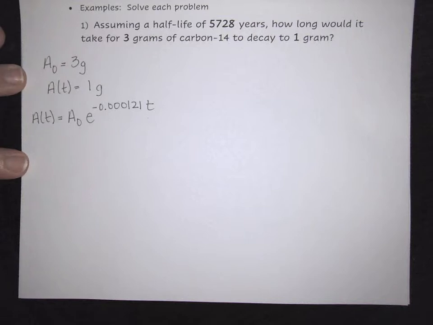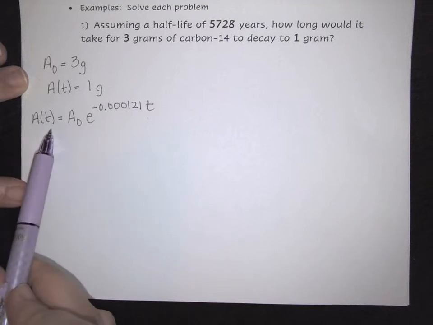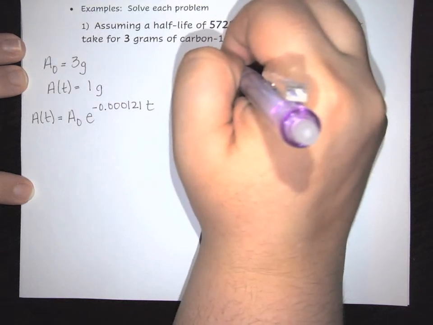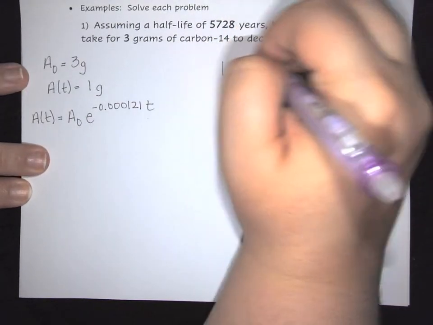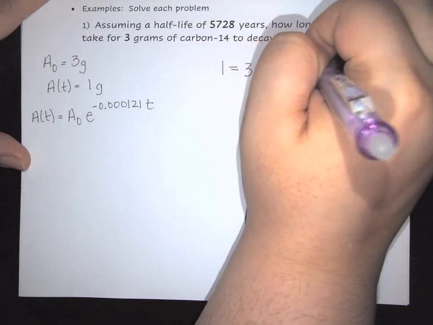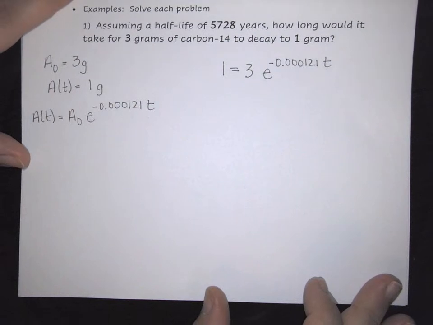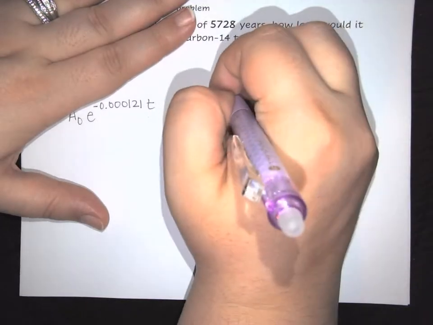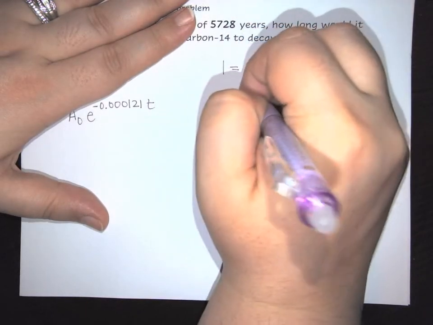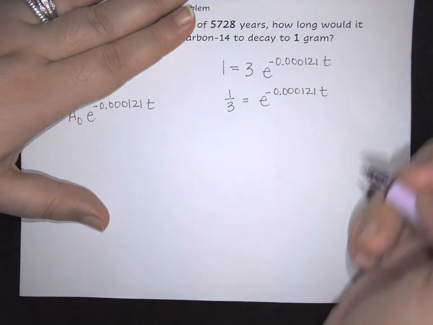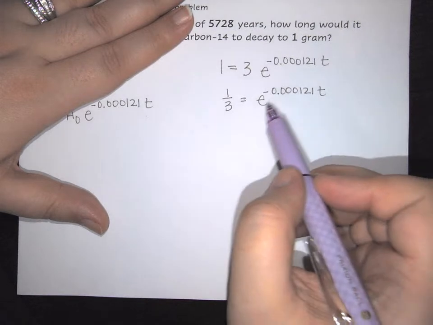So here we have to be able to solve things down. So we need to plug in. I know what A of t is going to be. It's 1 gram. So this is going to say that 1 is equal to, my initial was 3, e to the negative 0.000121 t. And now my goal here is to solve and get t by itself. So the first thing I'm going to do is divide everything by 3. So I have that 1/3 is equal to e to the negative 0.000121 t.